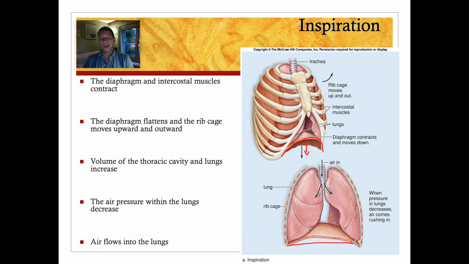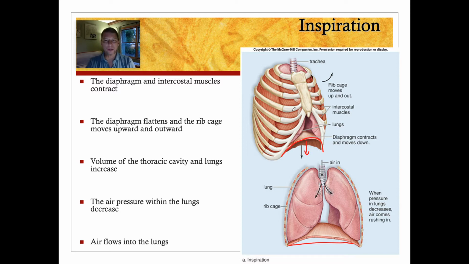But in addition, there are also muscles inside the rib cage which also contract. And so what this does is the diaphragm flattens and the rib cage moves upward and outward. That's what those intercostal muscles do. Now, what this does is it increases the volume inside your chest cavity. And therefore, the volume of that cavity, as well as the volume of the lungs, increases.